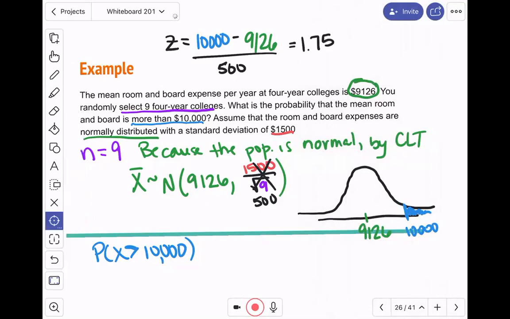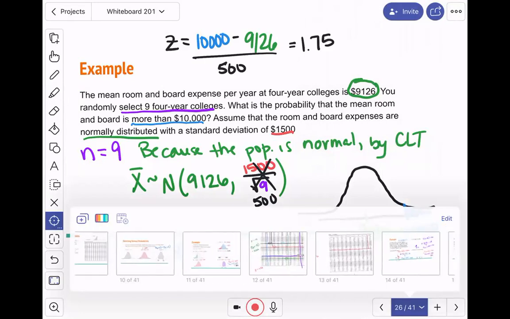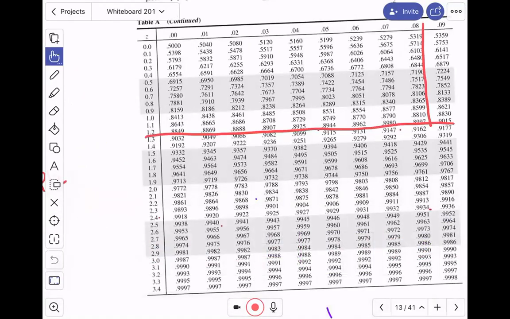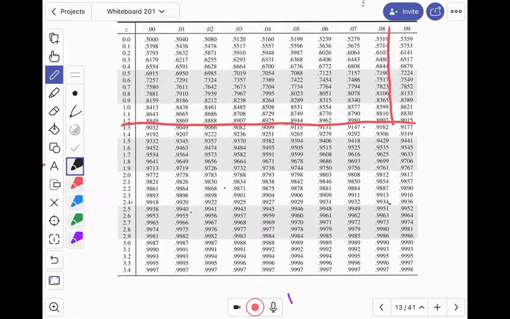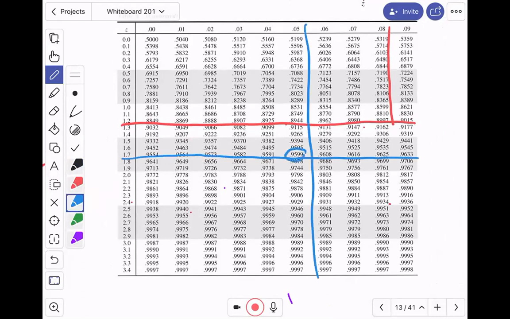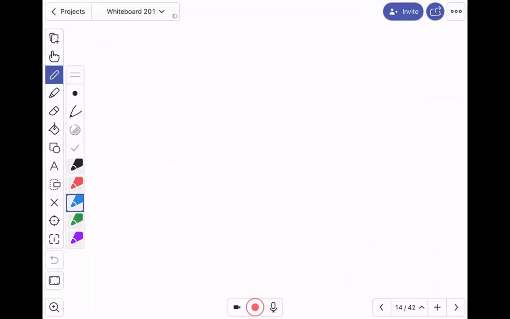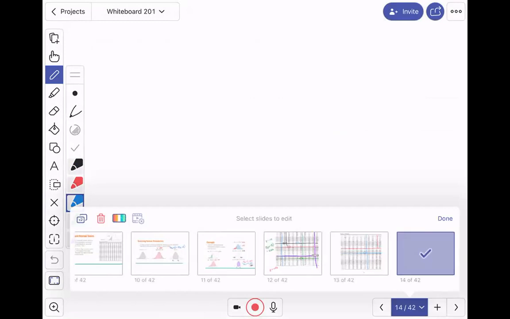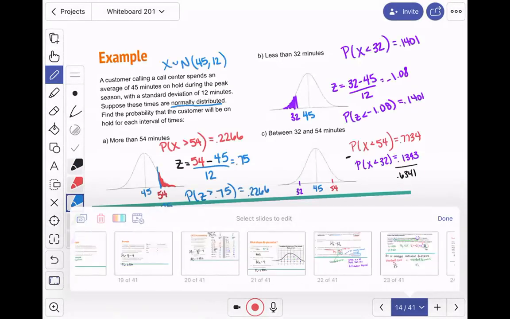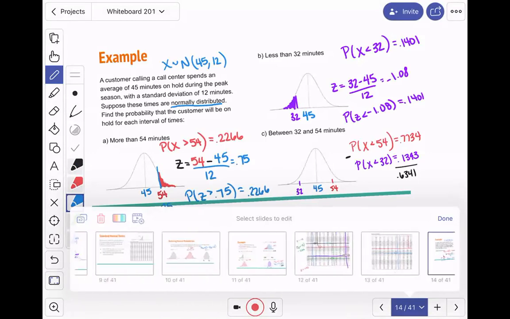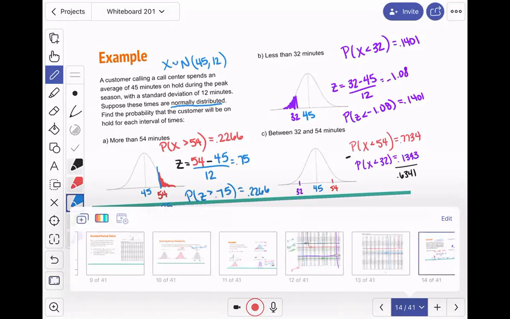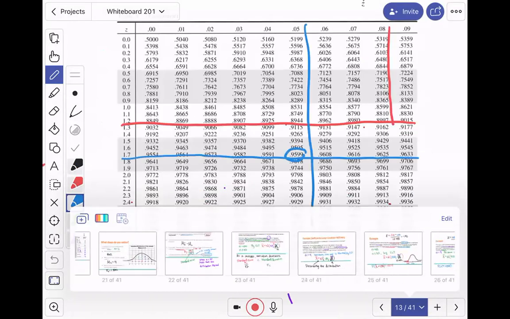Now, if I go back to my chart, I'm going to go up here to 1.75 and find the value. So 1.7 is here. 1.75 is here. That's equal to 0.9599. Remember why we draw pictures though. When I draw a picture for this particular problem, what was that value again? 0.9599.